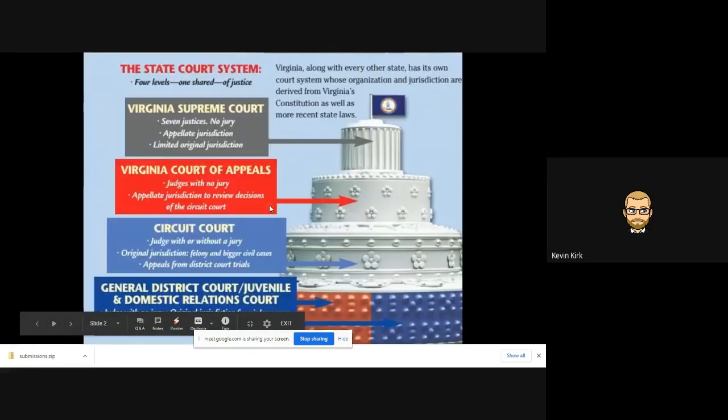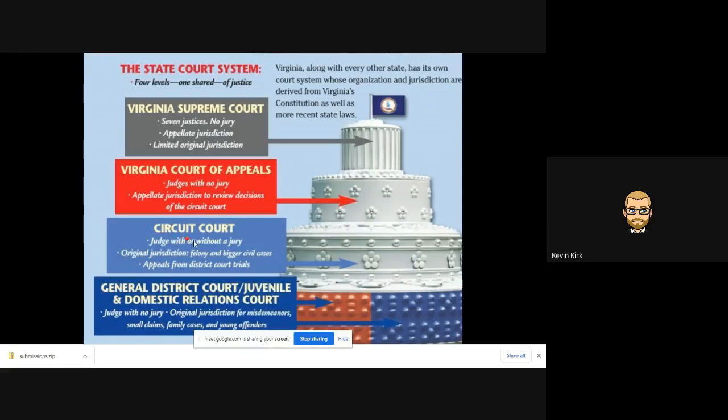Hold on one second. The third court in Virginia is called the Virginia Court of Appeals. Oh, by the way, I completely forgot. Let's go back to circuit court. In circuit court, they have judges and they can have jury trials. But this court right here, circuit court, the one that hears felonies, that is the only court in Virginia with a jury, the only one.